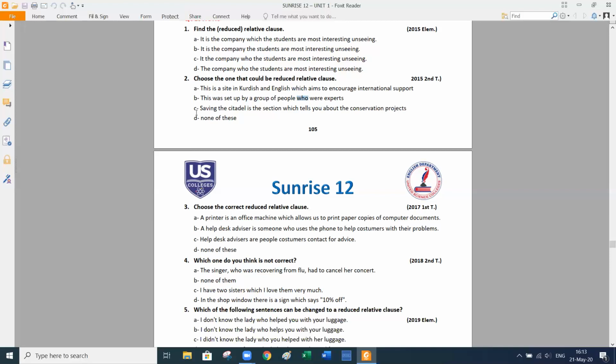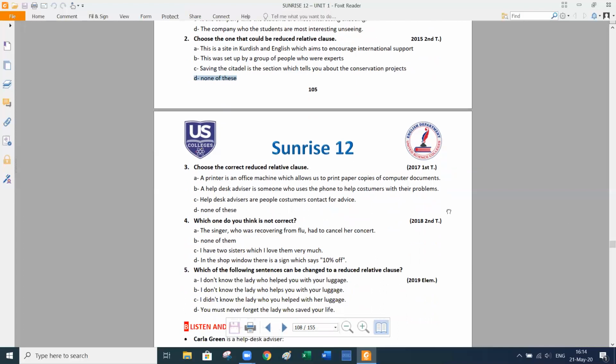And C, Saving the Citadel is a section which tells. Which is the relative pronoun, tells is the verb. And as you can see, which comes immediately before the verb. So we cannot reduce this relative clause either. So the answer should be then none of these, because none of them can be reduced. In none of them, the relative pronoun is object.